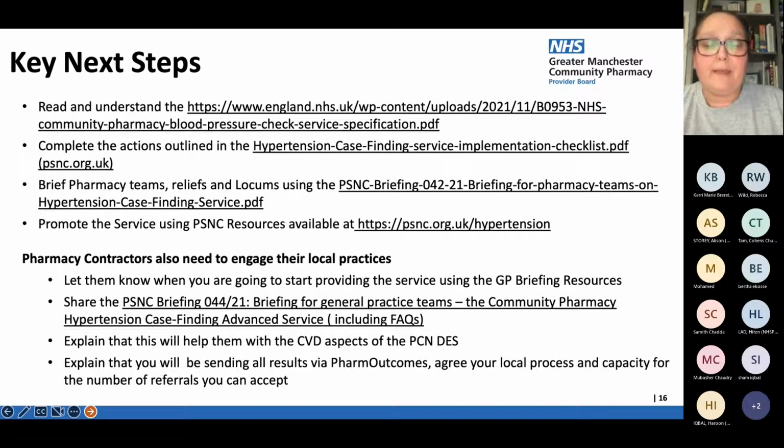Your pharmacy team is really, really key to this service. They need to know what's happening, especially if patients are going to be walking in having been referred by a GP. Finally, speak to your practices, share the GP resources with them, and agree how they're going to send those referrals. Make sure they understand the capacity that you've got to deliver the service. If at any point you feel that you're being overwhelmed with too many referrals that you're unable to cope with, please talk to your practice managers first. But if you're struggling with that conversation, get in touch with the LPCs and we will be happy to help with those conversations.